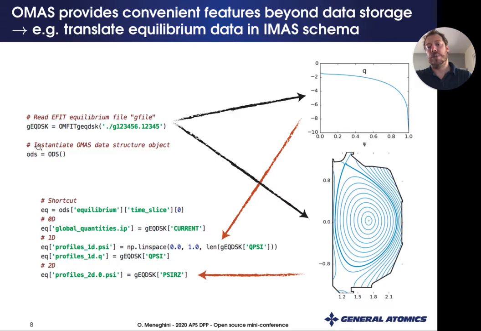And so how do we do this? We instantiate an OMAS data structure object, so this ODS, and then we can start filling out the hierarchy of the equilibrium IDS. For simplicity here, we can create a shortcut, since these hierarchies can be pretty lengthy. So here we create the shortcut to the equilibrium time_slice 0. And then we can fill out, for example, a scalar like the plasma current. We can fill out some 1D arrays like the poloidal flux and the Q profile, as well as some 2D arrays like the 2D poloidal flux information.